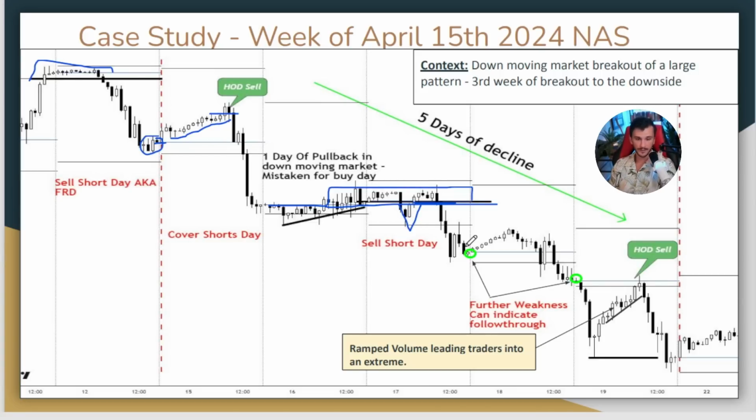Now we have another weak close, so that could indicate again further follow through. We're in a trending market. We have multiple days of breakouts to the downside, but we're declining further, right? We're continuing to make lower lows and lower highs. Don't try and go against the waves of the ocean, if you will. So a weak close could indicate that maybe we're going to have another sell day, so a sell short day.